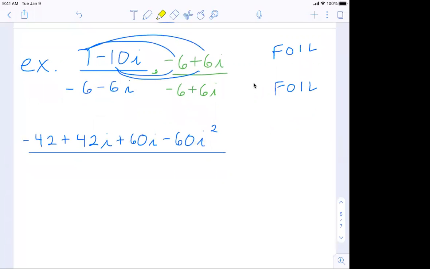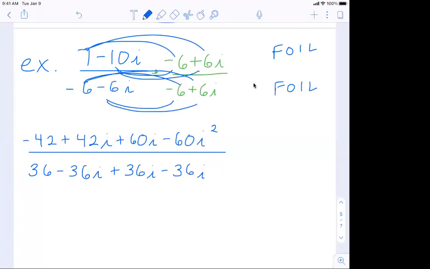So when we FOIL the bottom, -6 times -6 is positive 36. -6 times 6i will be minus 36i. And -6i times -6 will be plus 36i. Those two are going to cancel each other out, which is good. That's how I'm getting rid of the i in the denominator. And then -6i times 6i will be minus 36i squared.